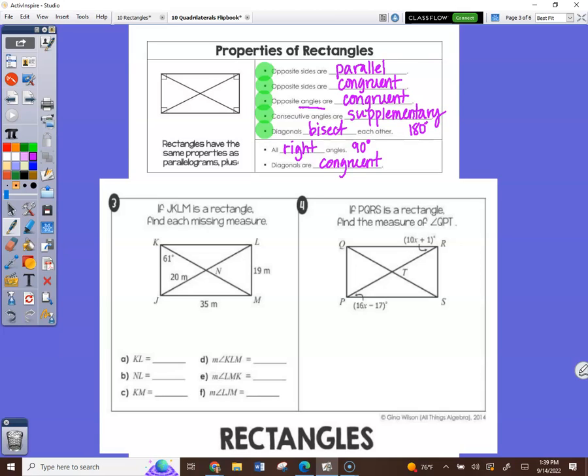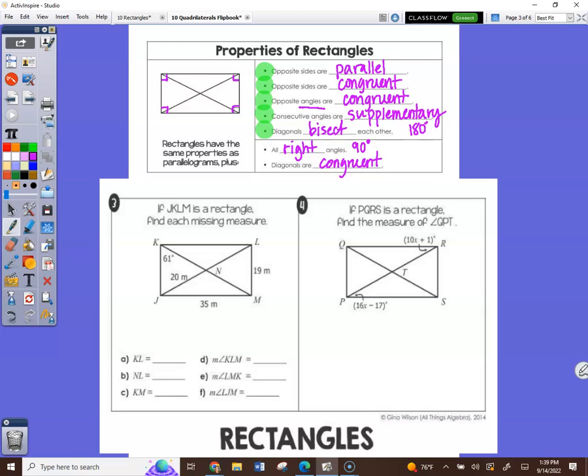Now, I don't want to draw all of the marks on the picture because then it's going to get really confusing. So we are only going to put marks based on the two new properties. Some of the marks are already there, that would be the right angles. All of the corners are right angles.